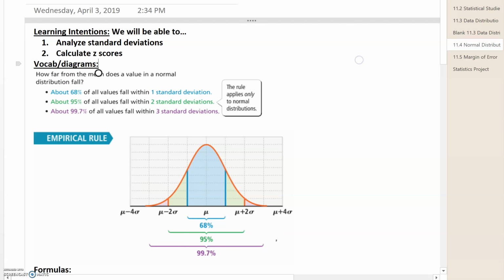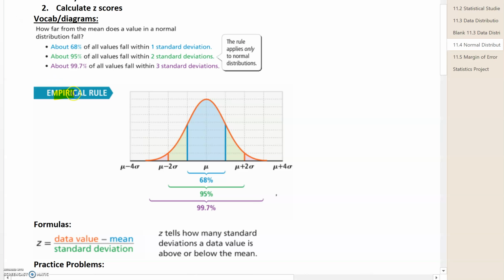So as we look at normal distributions, one thing for you to know is that the empirical rule states that for a normal distribution, 68% of your data falls between one standard deviation from the mean. So 68% of your data, most of your data, is falling very, very close to your mean. 95% of your data falls within 2 standard deviations of the mean. And 99.7% of your data falls within 3 standard deviations of your mean.